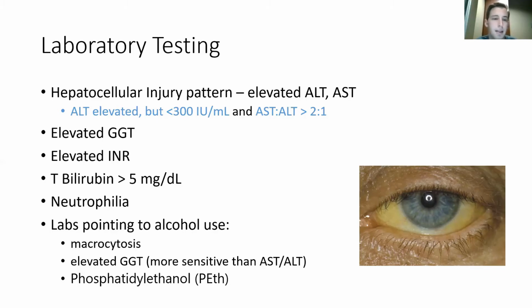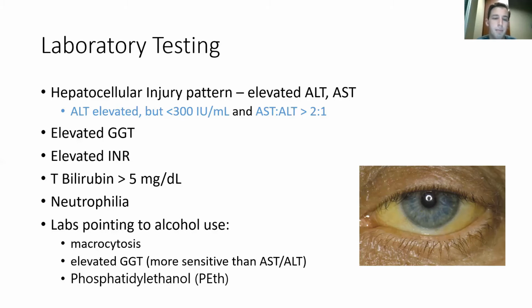You also see elevated GGT, elevated INR, T-bili, neutrophilia, and some other labs that can point you towards alcohol use if you don't know the history super well, like macrocytosis. The GGT is fairly sensitive for alcohol use.